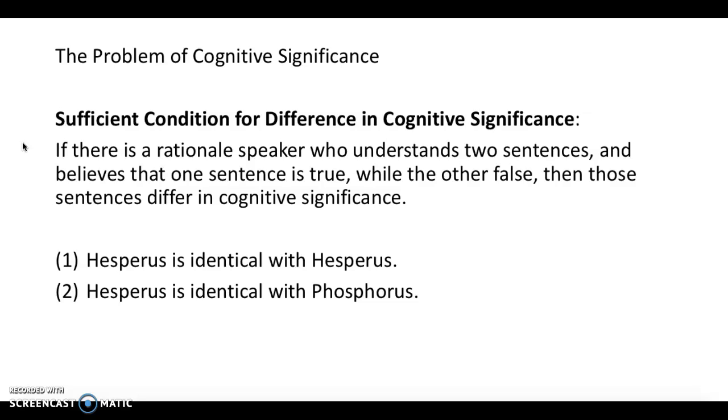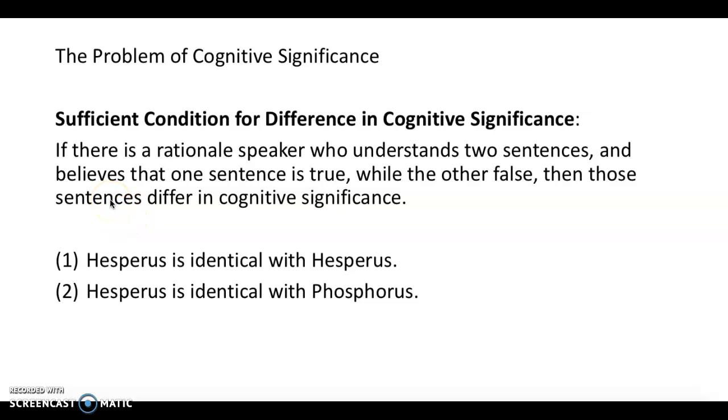Again, even though Hesperus and Phosphorus are names that refer to the same object, namely the planet Venus, individuals can be ignorant of this fact, right? And so in this sense, it's possible that someone could think that sentence 1 is true while sentence 2 is false. But again, the point here is, according to the condition that we just laid out, both of these sentences, while they have terms that are co-referring, they differ in their cognitive significance, right?